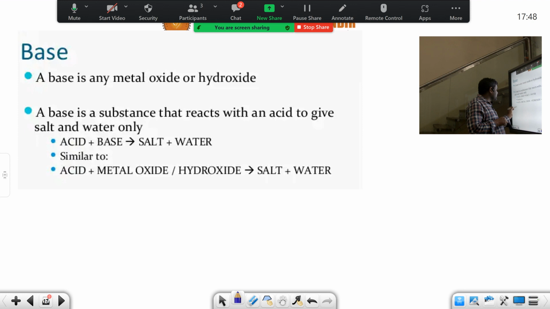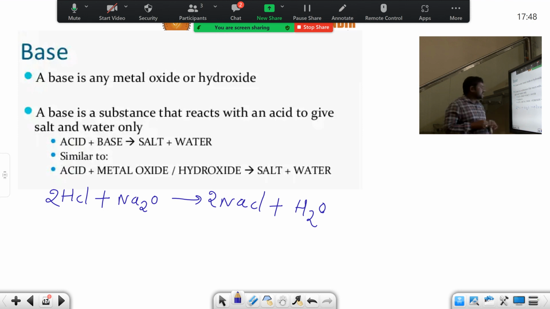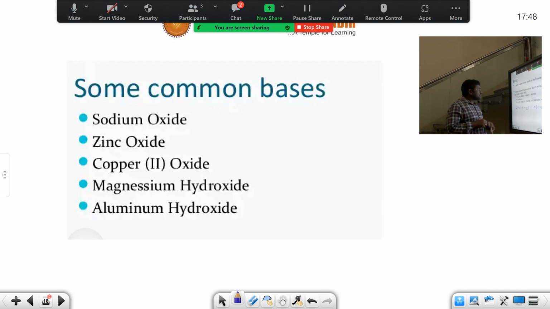That equation I will write: HCl plus metal oxide. We have to write any one, Na2O, gives salt, that is NaCl plus H2O. For balancing the equation, it is multiplied with 2, that is 2 NaCl plus H2O. Acid reacts with metal oxide to give a salt and water. It is one of the neutralization reactions.